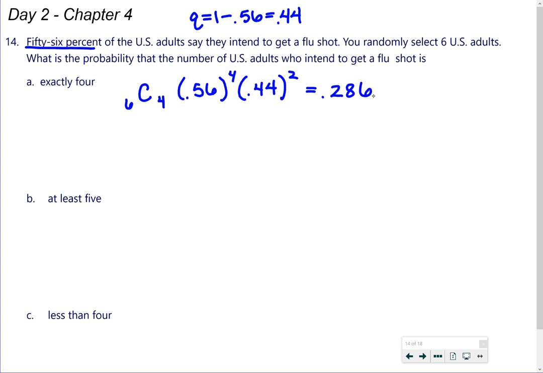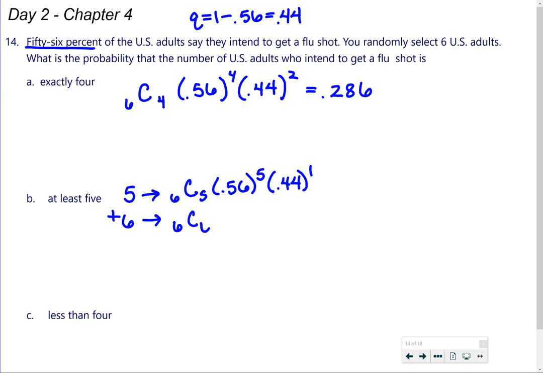Okay. What is the probability that at least 5 will say they're going to get the flu shot? So at least 5 includes what numbers do we need to calculate here? 5 and 6. And we're going to have to add both of those probabilities together. So it's going to look really similar to what we just did. It's going to be 6 choose 5, 0.56 to the 5th this time, 5 successes, and 0.44 to the 1st, 1 failure. And then 6 choose 6, 0.56 to the 6th, and 0.44 to the 0 power.